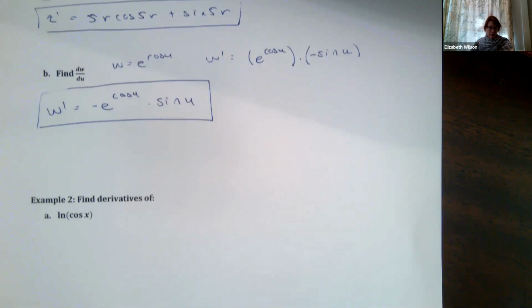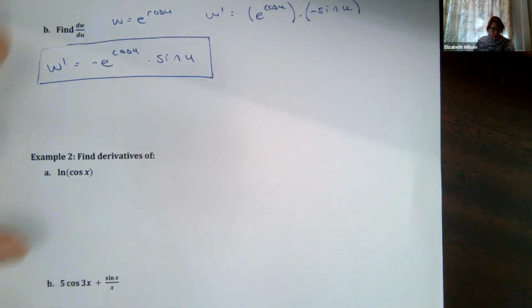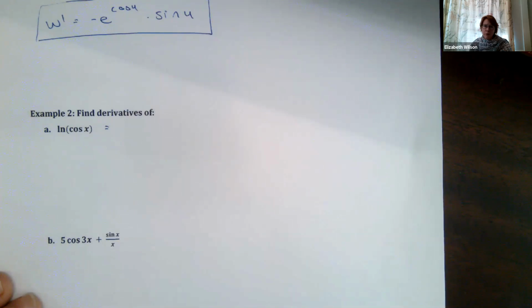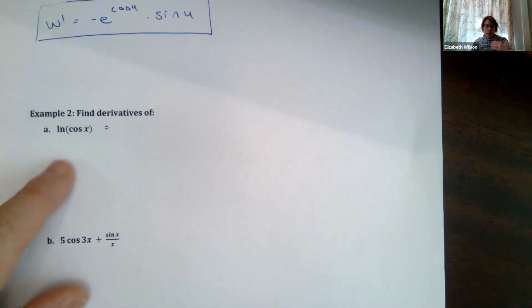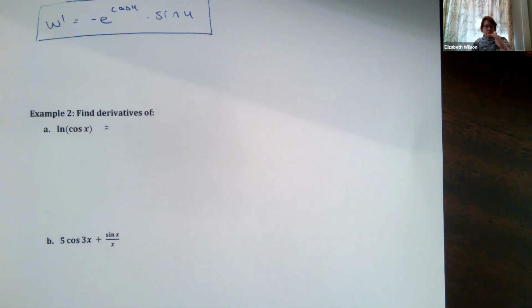All right, so let's go ahead. Example 2, we're taking a look at the natural log of cosine of x. You could do u substitution if you want, where u is equal to cosine, so you would take 1 over u du as your derivative. Okay, but I'm just going to jump right in.